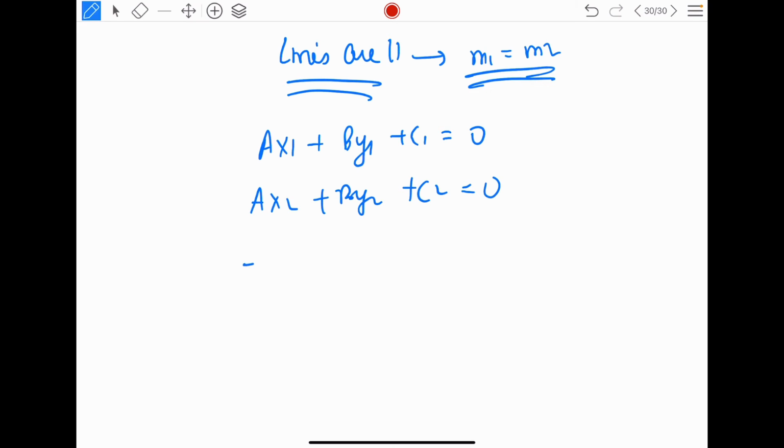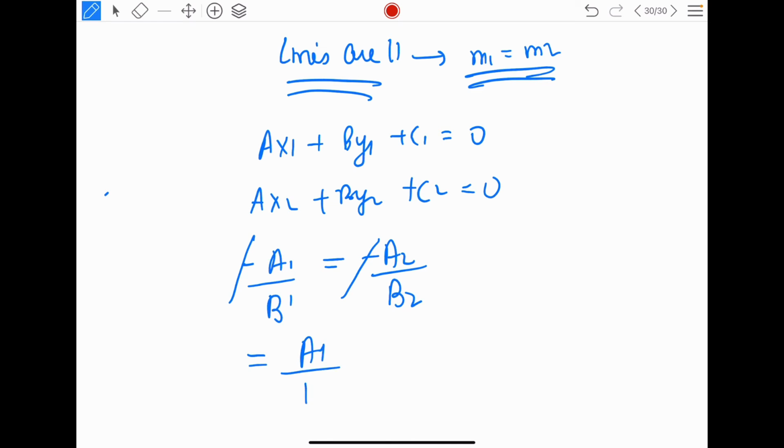What is the slope of line 1? Minus a1 by b1. And what is the slope of line 2? Minus a2 by b2. That is, minus coefficient of x upon coefficient of y. Cancel the minus signs, you will get a1 by b1 is equal to a2 by b2.